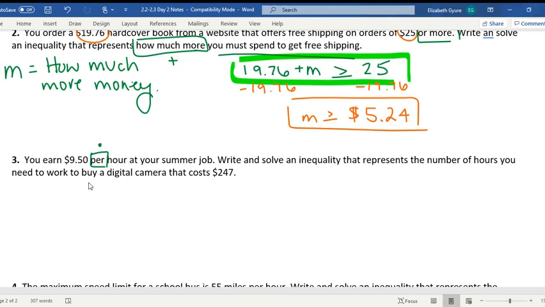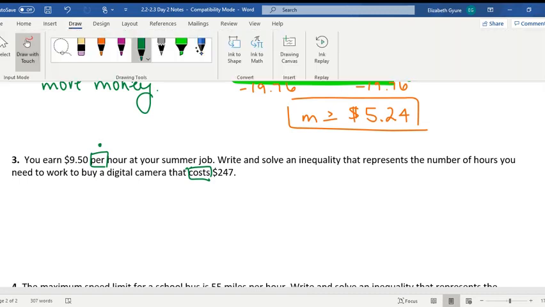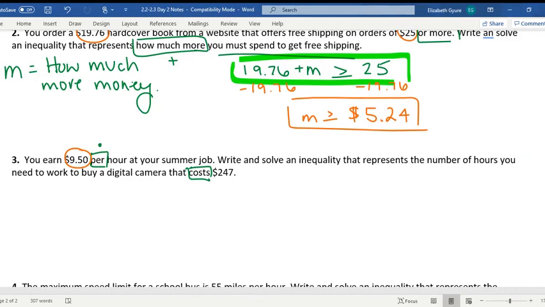Dallas? Where does it say that? That costs $247. You could, I guess, it's not quite a math action word, but it'll help us figure out what inequality symbol we want to use. So sure, you could use that. Where are my important numbers? $9.50 and the cost, which is $247.